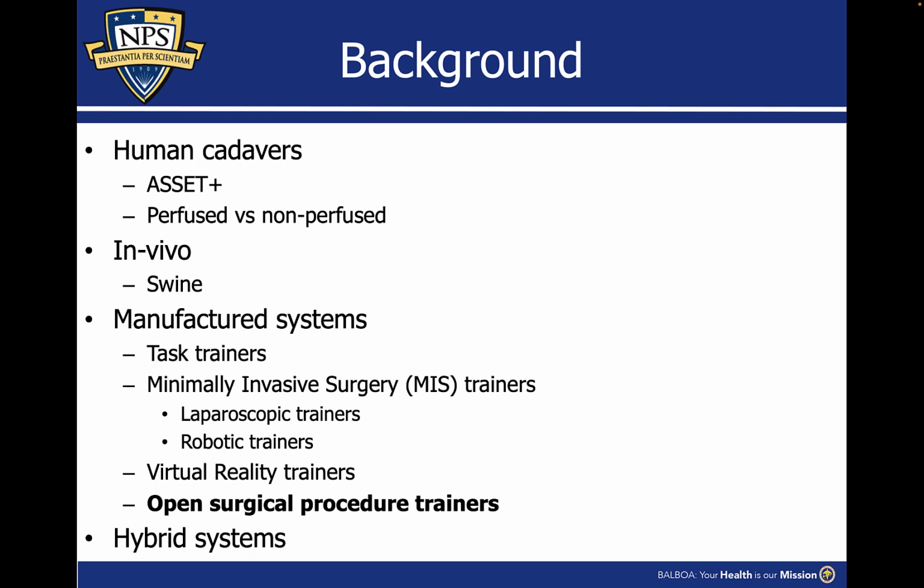Finally, you have hybrid systems, an example would be a laparoscopic trainer with some cadaveric tissue in it, or a fruit or some other sort of tissue that's being used to help train with a little bit more fidelity to that tissue model.